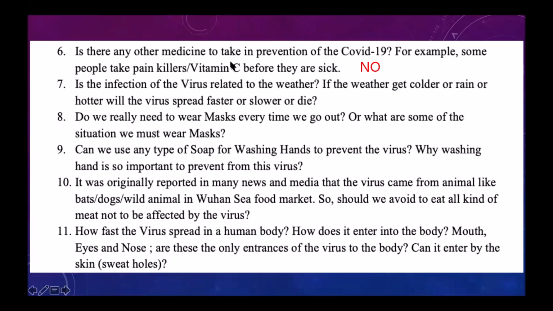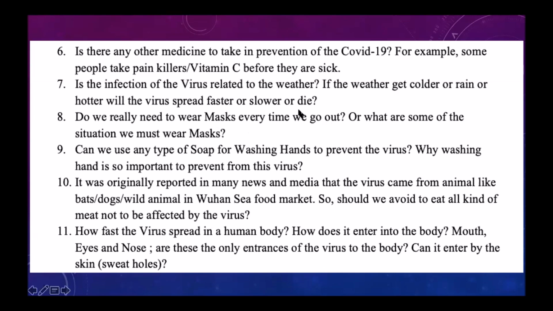Next question, are there any other medicines to take in prevention for COVID? Is the infection related to weather? We answered that, and the answer is probably not, no. Do you really need to wear a mask every time? If you were my wife, the answer is yes. If I don't like you, the answer is yes.